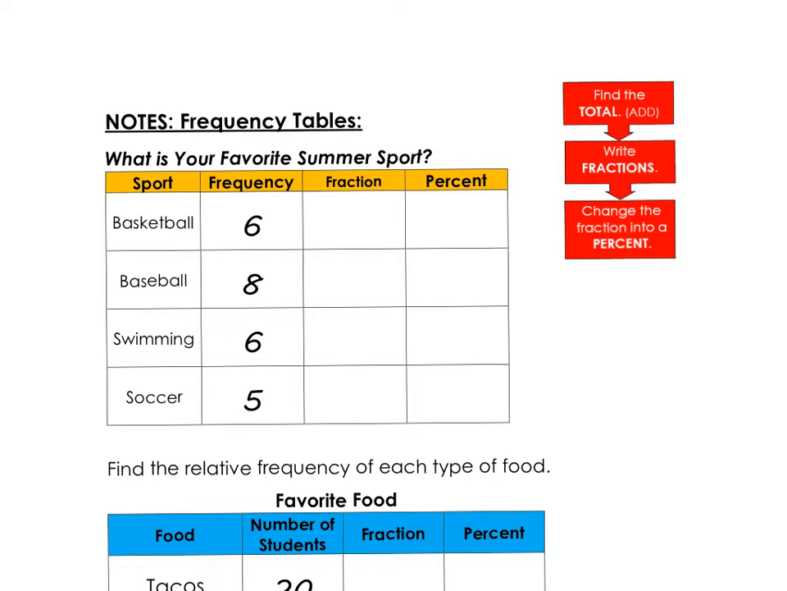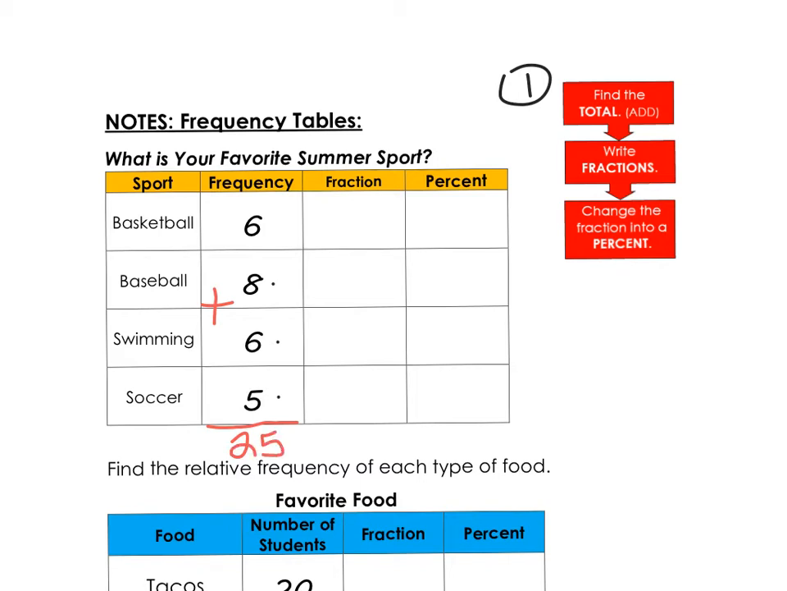What we need to do is change this into a fraction and then into a percent. So the first thing we're going to do, our step 1 over here, is we're going to find the total, which means we're going to add up all these numbers. We're going to add 6 plus 8 plus 6 plus 5. And when we add all these numbers up, we get 25.